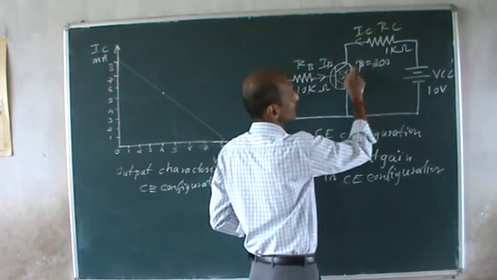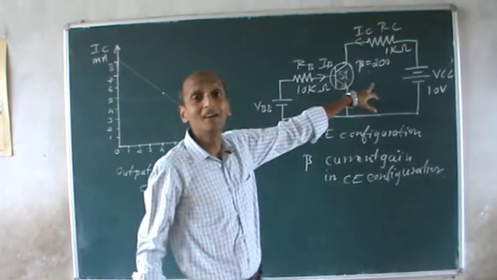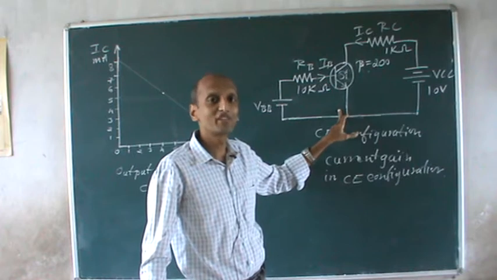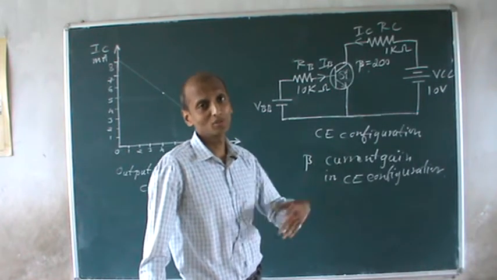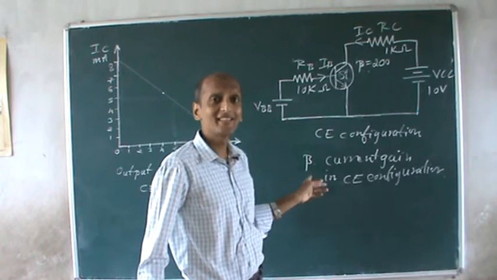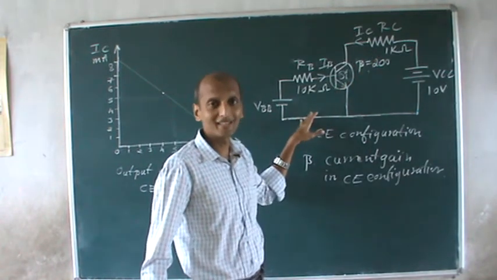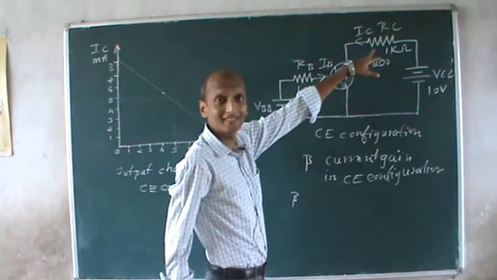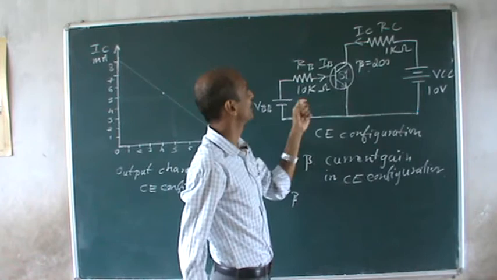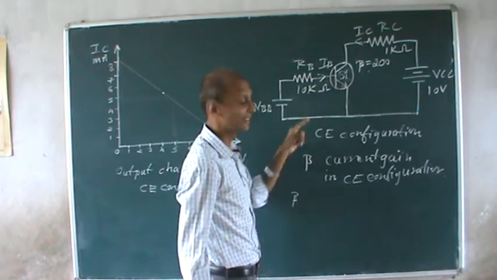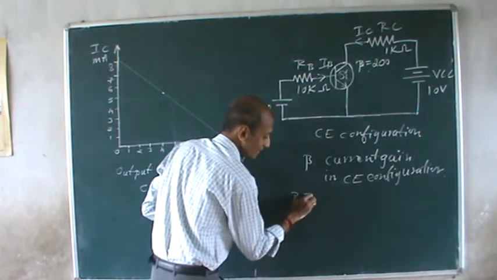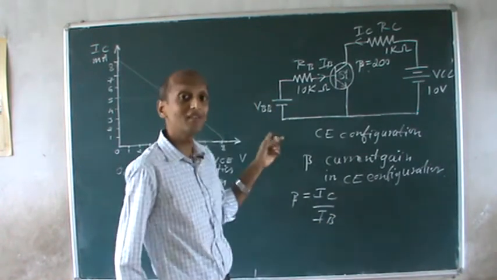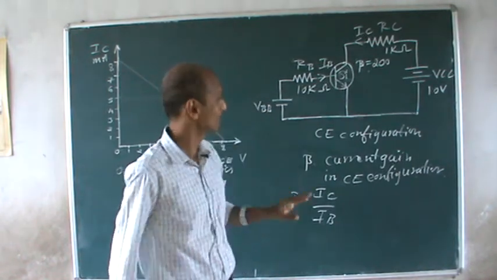We have defined beta, and different transistors will have different beta values and current gain. So current gain varies. What is current gain? It is equal to your output current divided by input current. So what is beta over here? Output current is IC, and input current is IB. So beta is equal to IC divided by IB. This is for the common emitter configuration.